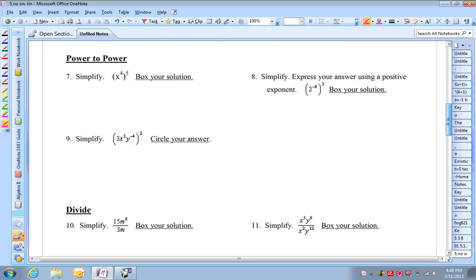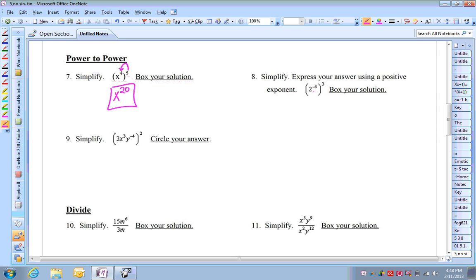All right, moving on to the power to a power problems. Here we have an exponent raised to another exponent, so we call that power to a power. And we have to power up and multiply our exponents. So here we're going to multiply the 4 and 5 to give us 20. So my answer is x raised to the 20th.